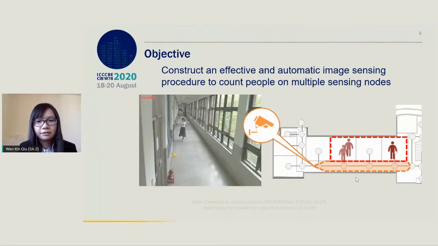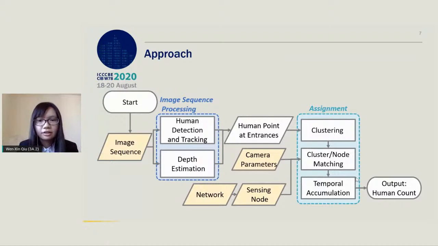So our objective is to construct a more automatic approach for counting humans in multiple spaces from a single camera. We take the image sequence recording the traveling of humans from existing surveillance cameras in the building. The other two inputs are camera parameters and sensing node locations. Our approach mainly consists of two parts. First is to extract information from the images, and the second part corresponds the information back to the real space.